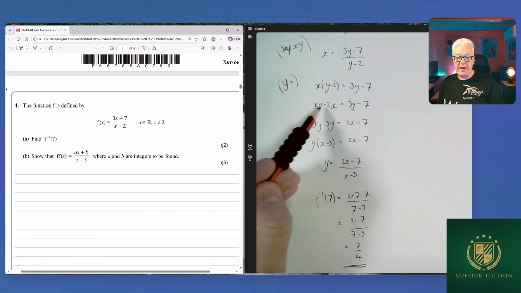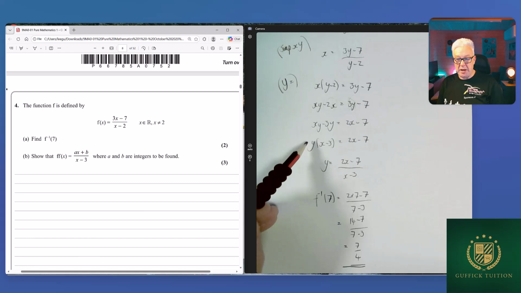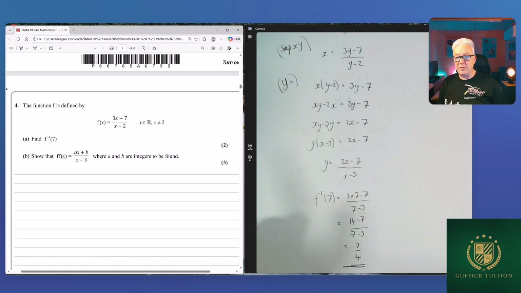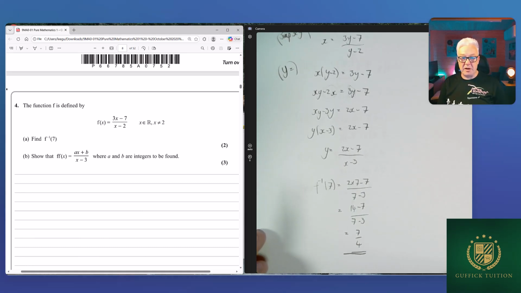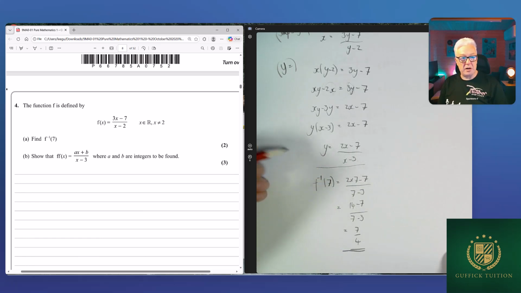That one's come to the left and that one's gone to the right. We now factorize out the y. So that gives us y(x - 3) = 2x - 7. And then finally we divide by the x - 3. So we end up with (3x - 7)/(x - 3). And that's our answer to part A for 2 marks.